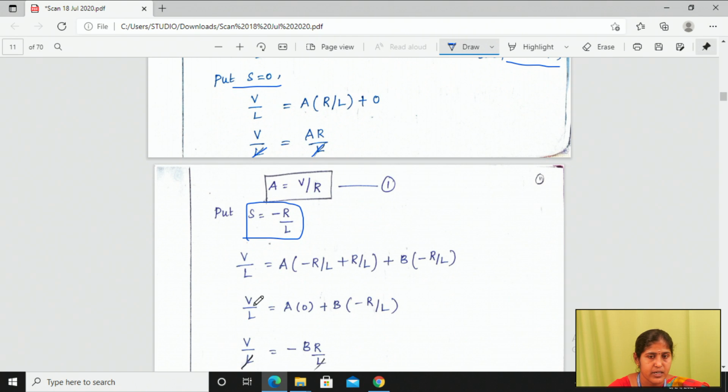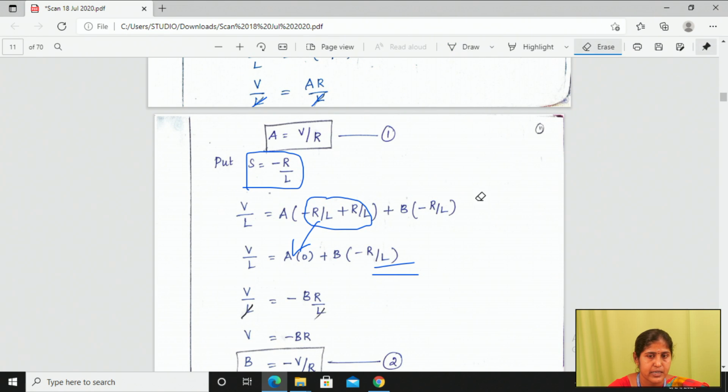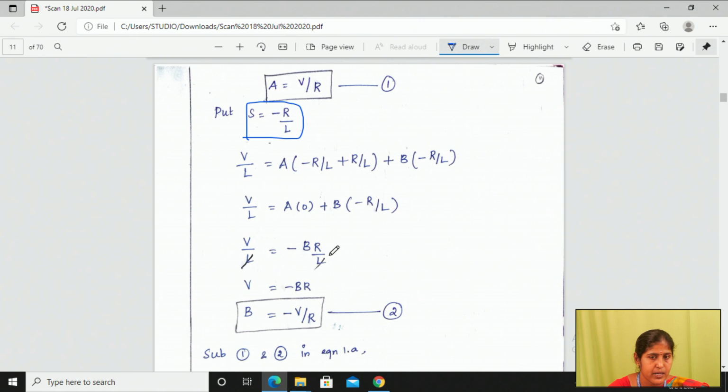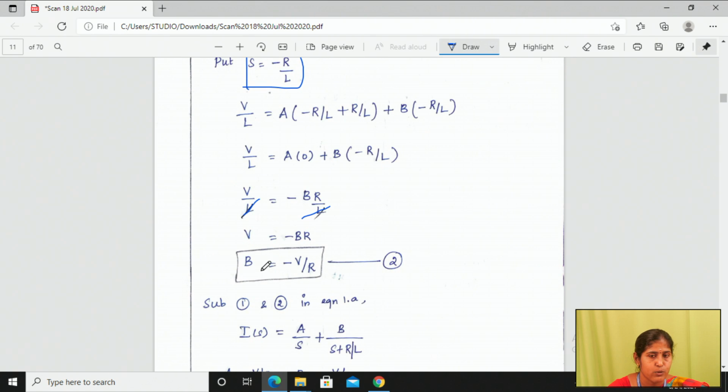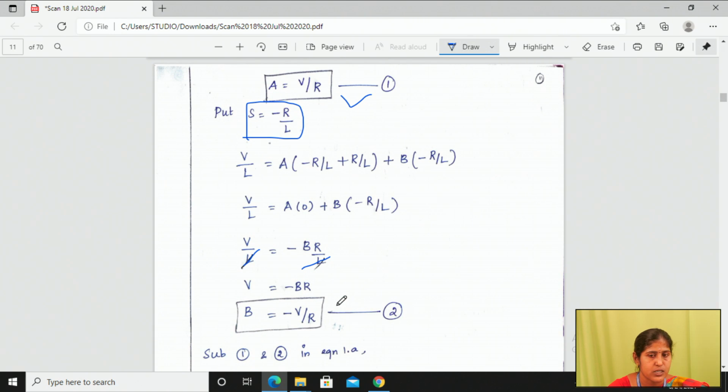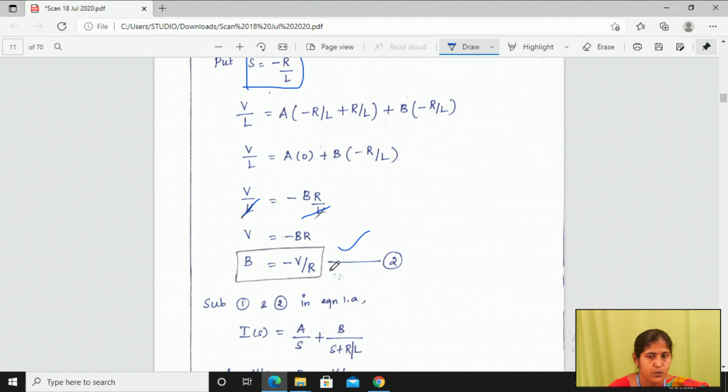Yes. So after that, V by L is equal to A into, when you add these terms, we get 0. So A into 0 plus B into minus R by L. Through this we can easily find the B value. So V by L is equal to minus BR by L. Both denominators L are cancelled, so V is equal to minus BR. Through this we find B equal to minus V by R. So clear? Now we know the value of A as well as the value of B. Note down this equation number 2; the B value is your equation number 2.